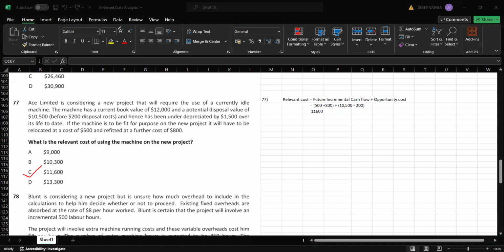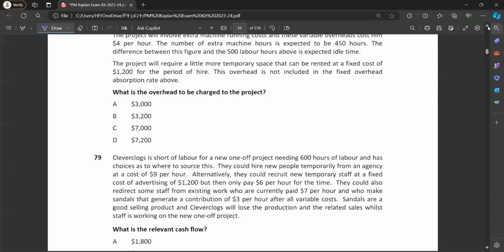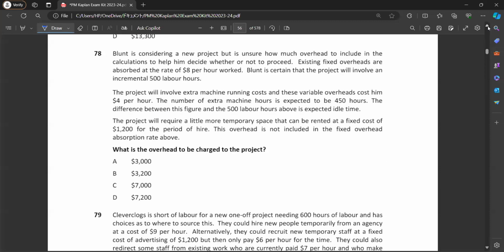Let's also answer the next question. Question number 78. Blunt is considering a new project but is unsure how much overhead to include in the calculations to help him decide whether or not to proceed. Existing fixed overheads are absorbed at the rate of $8 per hour worked. Blunt is certain that the project will involve an incremental 500 labor hours.